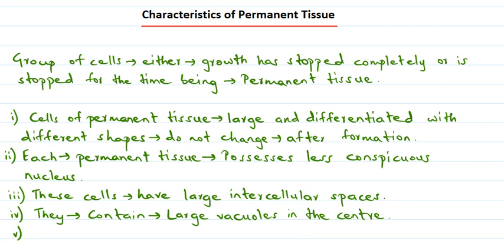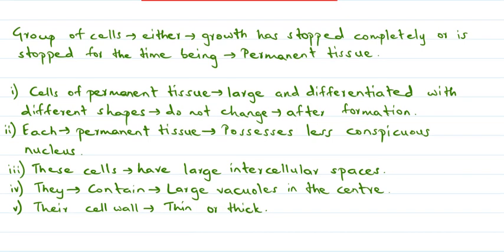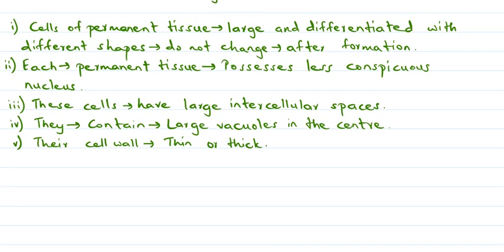And the next characteristic feature is that the cell wall of permanent tissues is either thin or thick. So these are some of the important characteristic features of the permanent tissues.